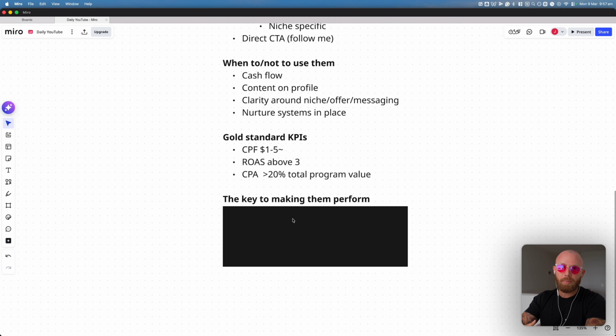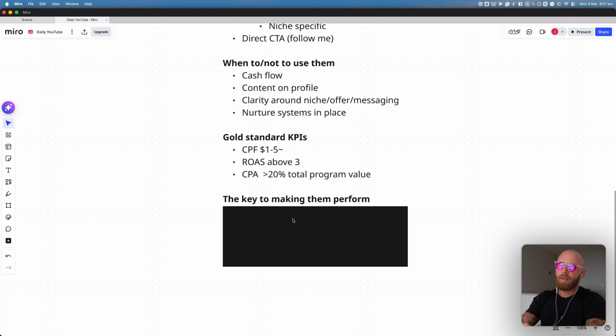I'm in the B2B space, so when I'm running these ads, I'm looking at paying anywhere from about $5 to $15 sometimes for a lead. And that's totally fine, because my program ticket price is obviously going to be a lot higher compared to, say, something like a fitness coaching offer.